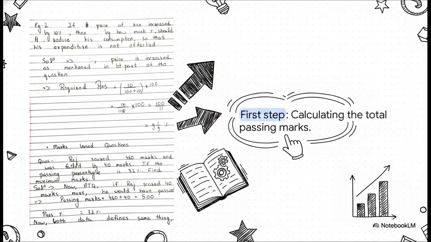Okay, let's look at the solution. The very first hurdle is figuring out the actual passing score in raw numbers. We can just use plain logic here. If Raj scored 460 and he was exactly 40 marks short of passing, we literally just add those two numbers together. 460 plus 40 equals 500. So 500 marks is the exact threshold to pass.